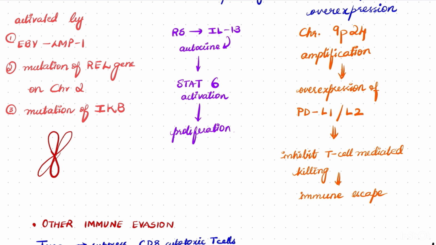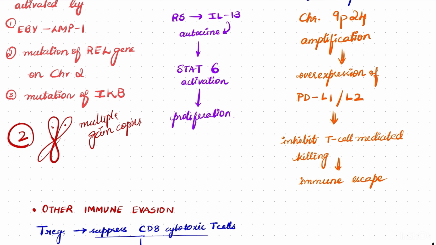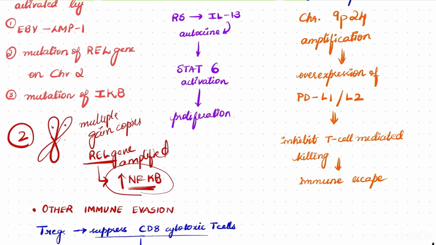And if at all there are multiple sets, multiple gained copies of chromosome 2, it will increase. Chromosome 2 harbors the REL gene. The REL gene gets amplified. The function of the REL gene is to stimulate NF-kappa B. NF-kappa B will get translocated to the nucleus and cause B cell proliferation. Here it is uncontrolled B cell proliferation, ultimately causing Hodgkin's lymphoma. This is the role of the REL gene present on chromosome 2.